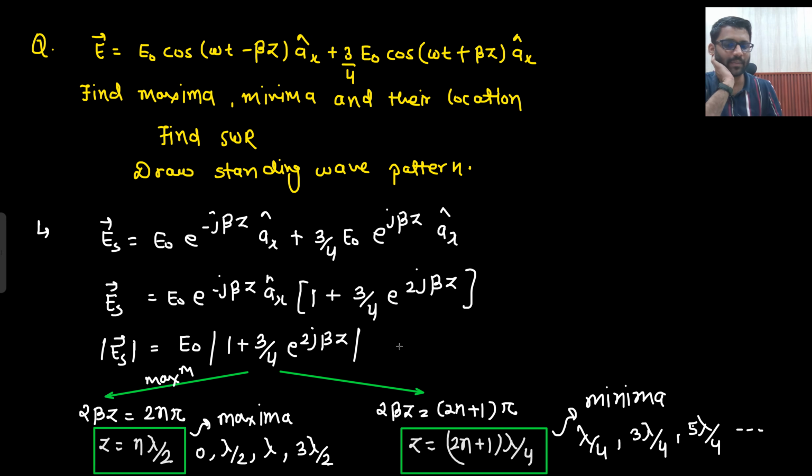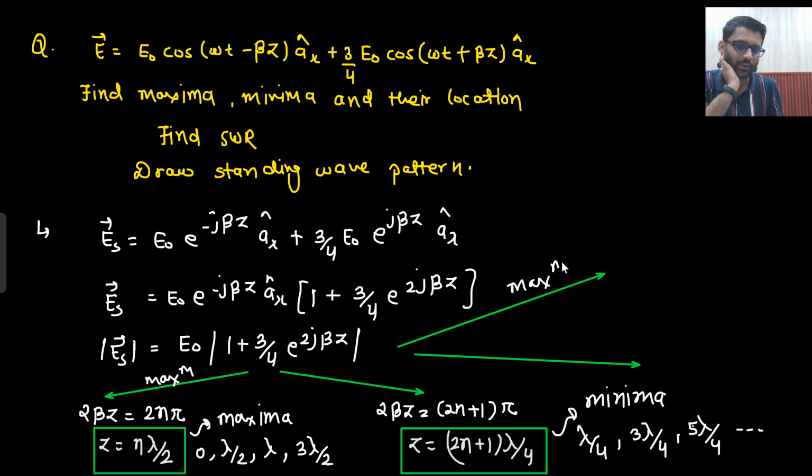And what are the maximum and minimum values? What do you think? This should be 1. So what will be the maximum value? 1 plus 3 by 4, that is 7 by 4 E naught. For the minimum value, this should be minus 1. So 1 minus 3 by 4, what would that be? 1 by 4 E naught. Is that clear to you? So maximum value is 7 by 4 E naught. Minimum value is 1 by 4 E naught.